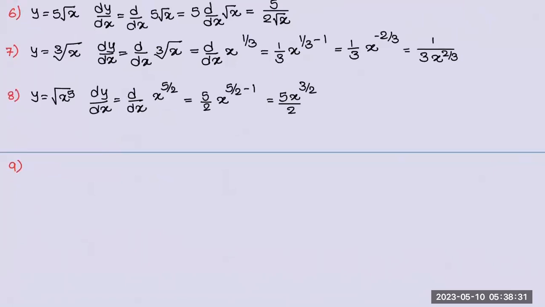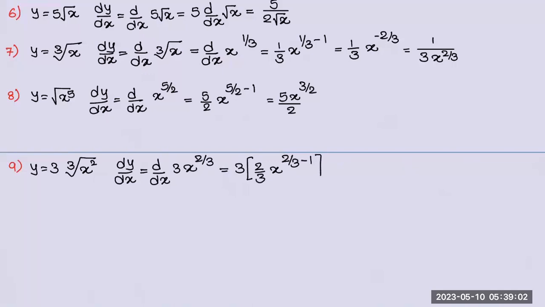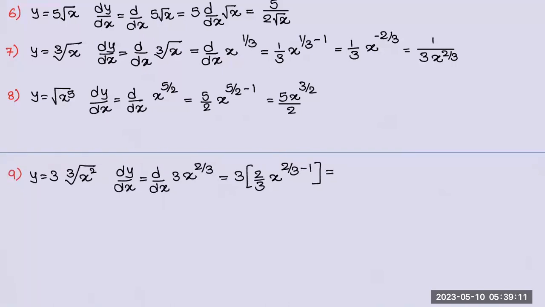Ninth one. Y is equal to 3 into cube root of x square. I'll write direct step. Dy by dx is equal to d by dx of 3 into x power 2 by 3. That is equal to 3 into d by dx, I'll keep the bracket there, n into x power 2 by 3 minus 1. N into x power n minus 1, I did nothing else. That is equal to, 3 gets cancelled, right? 2 into x power minus 1 by 3. Then we need to write like this: 2 by cube root of x. Because of negative sign, it goes to denominator. 1 by 3, cube root. Fine.